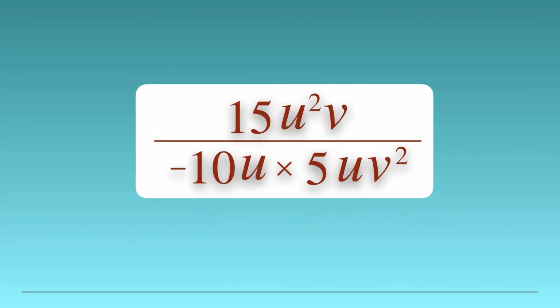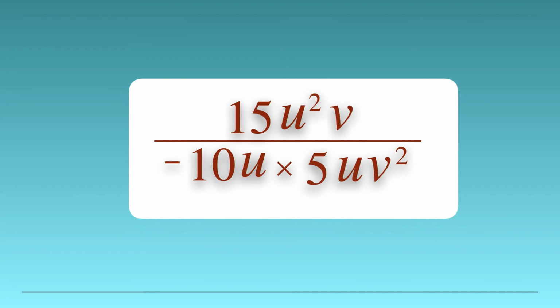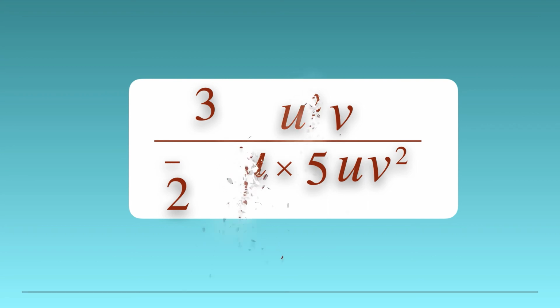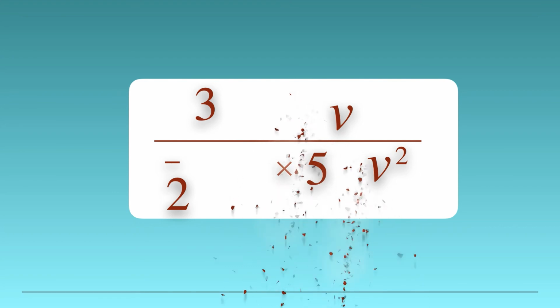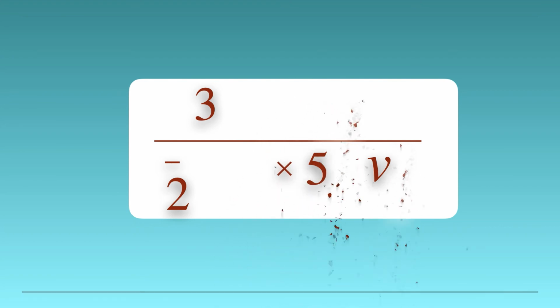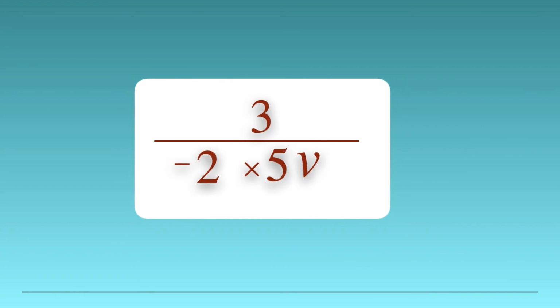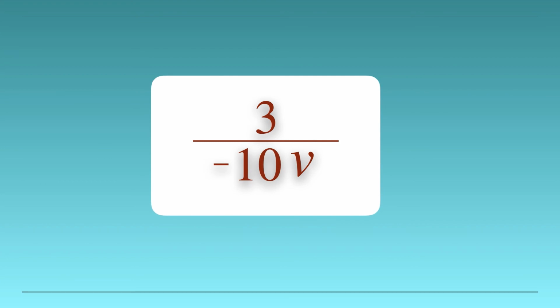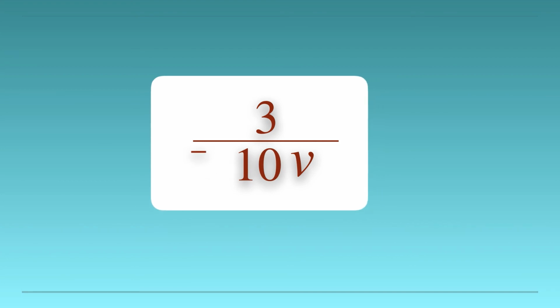If we have a negative sign on any one of the terms in the expression, for example, take a look at this division. In this case, we will follow the same rules as before, but we also need to take care of the negative sign in the denominator. 15 and 10 can both be divided by 5, so 15 cancels down to 3 and 10 down to 2. 2 of the u's from the numerator cancel 2 u's in the denominator, and one of the v's in the denominator cancels out the v in the numerator. Now we are ready to collect the remaining terms. This gives us 3 over minus 10v, which can also be written as minus 3 over 10v.